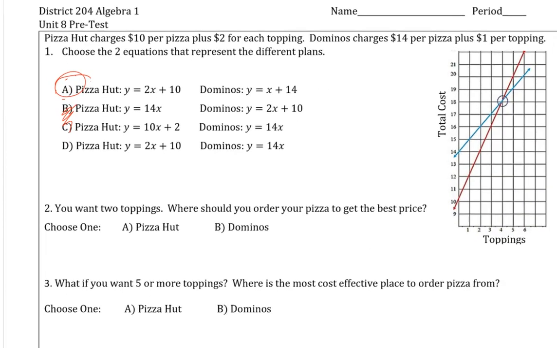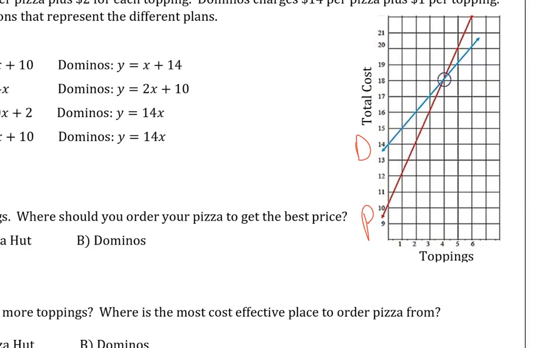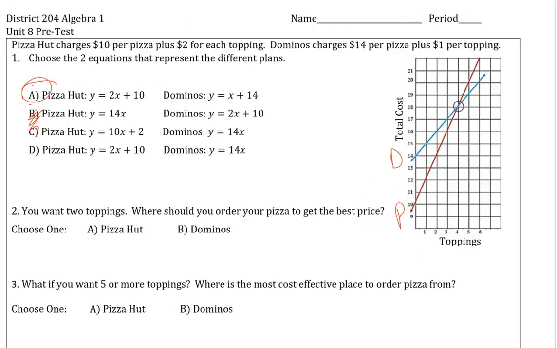All right. Now, we want 2 toppings. Where should we go to order pizza? So if we're looking at the number 2 on toppings here, again, we could either use the graph or plug in. If I'm looking at the graph, my starting value for Pizza Hut is 10, the Domino's is 14, so this red line here is my Pizza Hut. Blue line is Domino's. So if we want 2, it looks like Pizza Hut's going to be cheaper. So Pizza Hut, it's lower there.